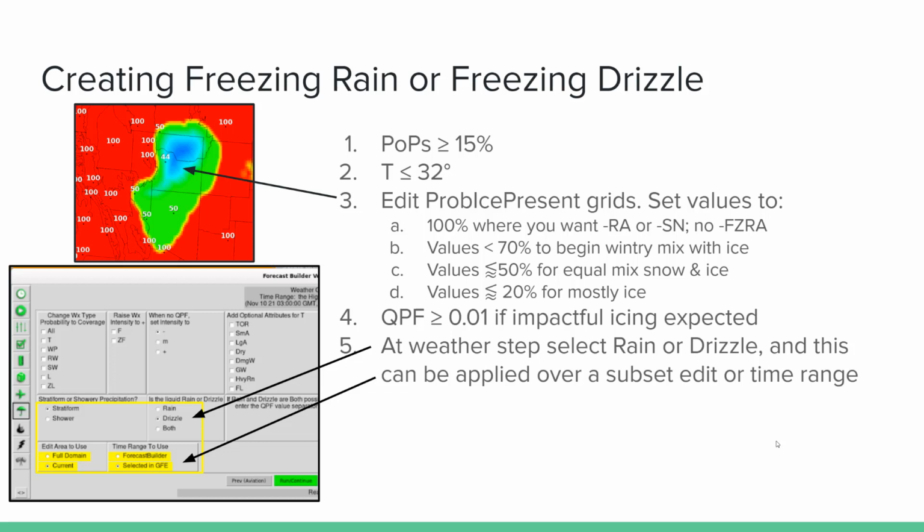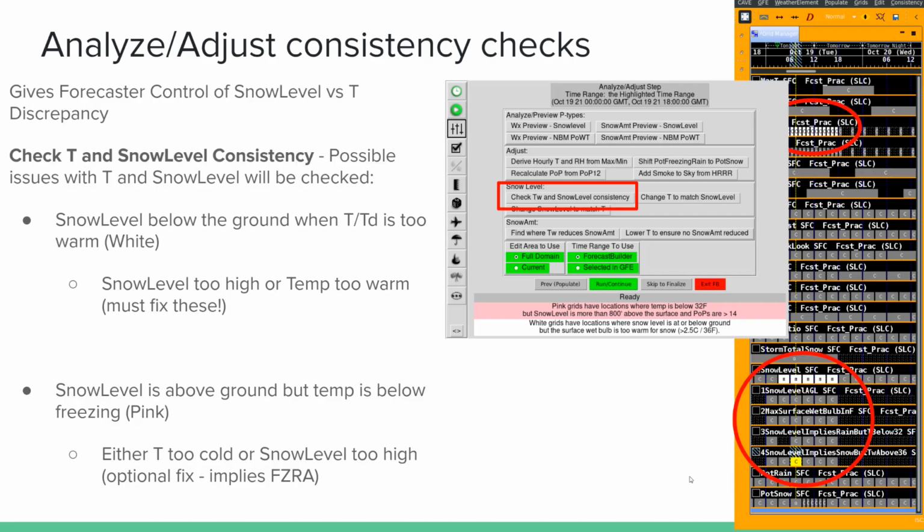And then finally, in order to differentiate between freezing rain or drizzle, this is accomplished in the weather step, which can be run over smaller edit areas or time ranges as the forecaster desires. So how can ForecastBuilder be used to effectively manage snow level and the various temperature and wet bulb temperature consistency checks to result in the forecaster desired weather types?